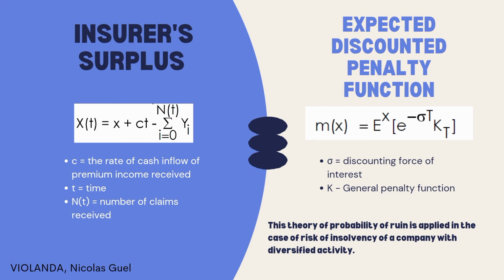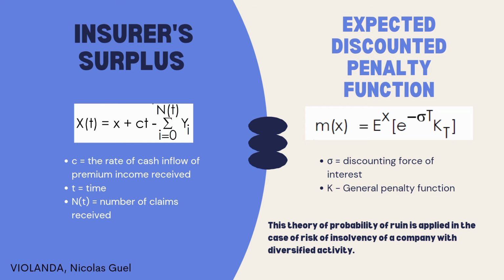First, the equation shown on the left side is the main formula to get the insurer surplus. The insurer's surplus is x plus ct minus the sum of Y sub i as i goes from 0 to N sub t. c is the premiums arriving at a constant rate from customers, t is time, and N sub t is the number of claims received according to the Poisson process with the intensity function and are independent and identically distributed non-negative random variables Y sub i. The main objective of this model is to investigate the probability that the insurer's surplus level eventually falls below zero.